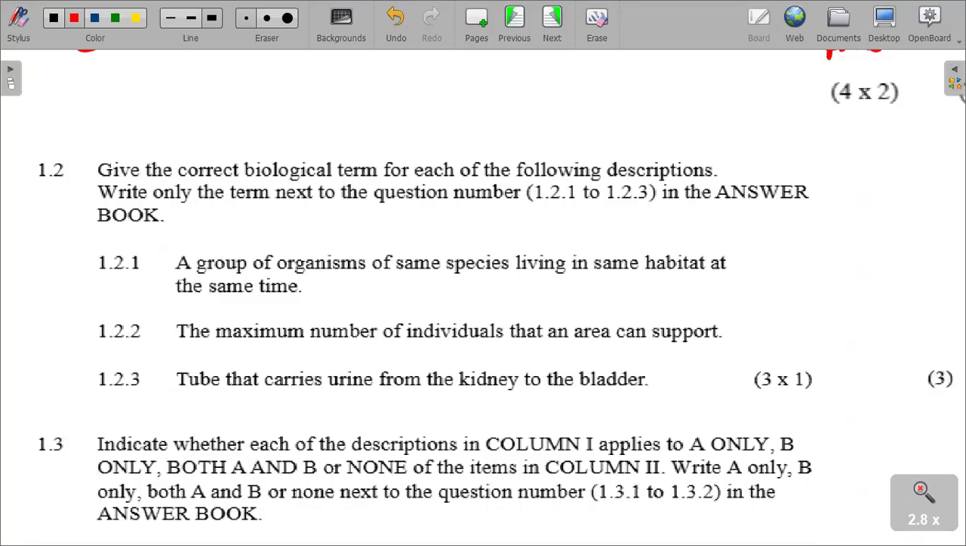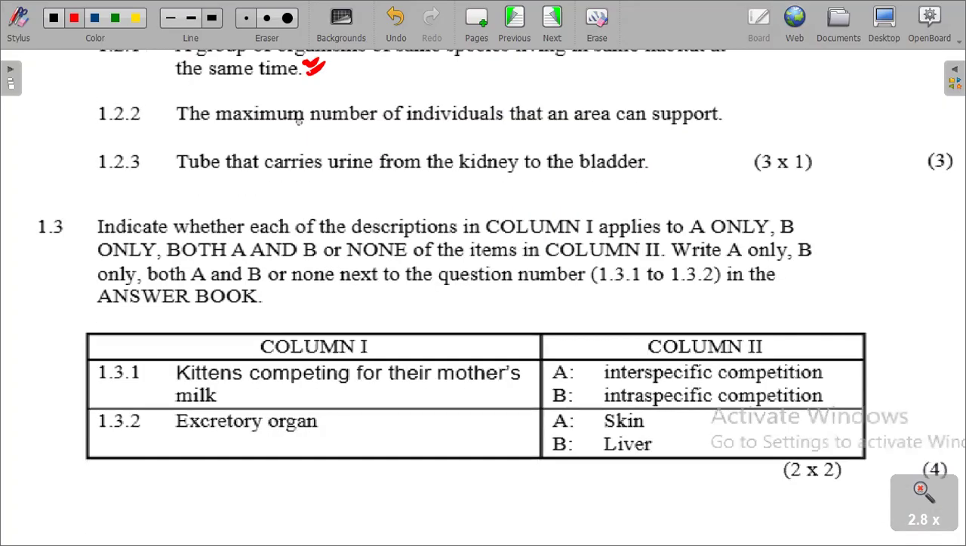So next question, 1.2. It is saying give the correct biological term for each of the following descriptions. Write only the term next to the question number. A group of organisms of the same species living in the same habitat at a given time, we define that as population.